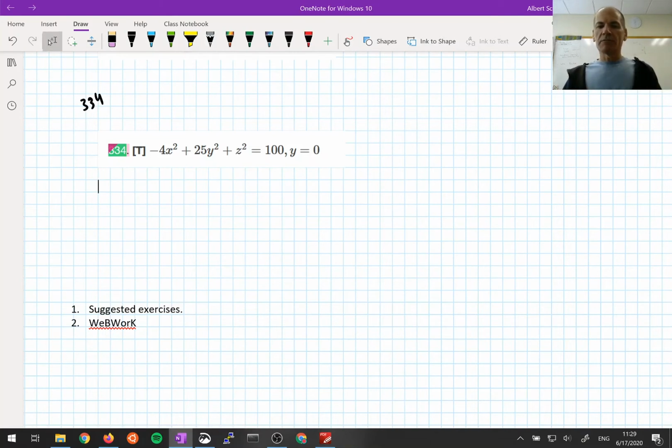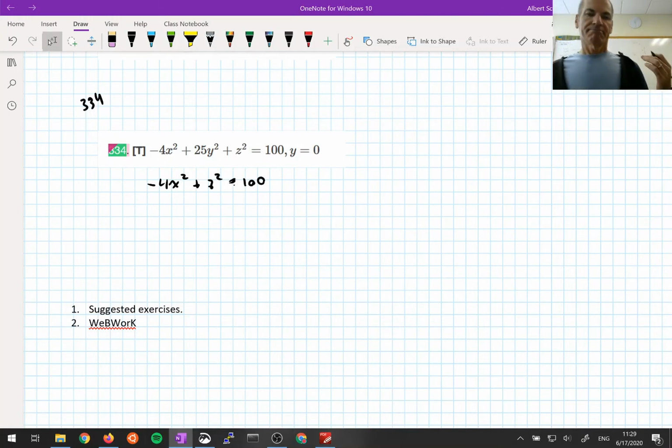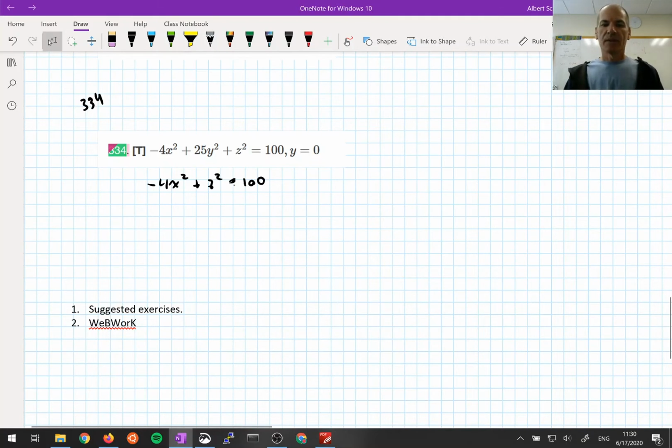It's relatively straightforward. What you're doing is looking at the set of points that satisfy this, whose y-coordinates are 0. If the y-coordinate is 0, then we can immediately set y equal to 0 in this equation and get minus 4x squared plus z squared equals 100. And then we have to think about, what kind of surface is this? This is not an ellipse, because this is negative and this is positive.